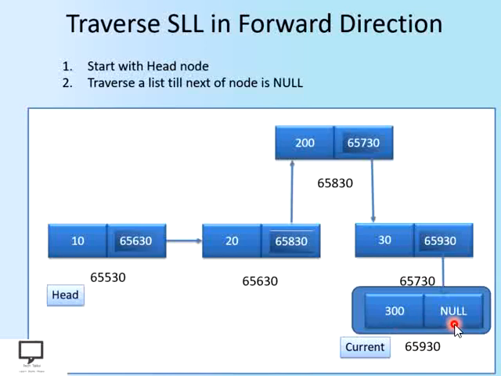No, we can't. Why? Because the next field of this node is null. It indicates that this is the end of the list. So till what do we have to traverse? Till next of any node is null, or the current node is null. That's why we have to stop at this position. So in this way we have traversed a singly linked list in the forward direction.